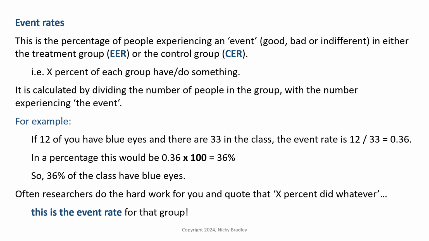And often in research papers, they will do this work for you, and they will tell you that X% within a group did whatever. What they're quoting is the event rate for that group. It's the number of people within a group who experienced an event. In the case of our eye colour, 36% of a class of 33 had blue eyes.